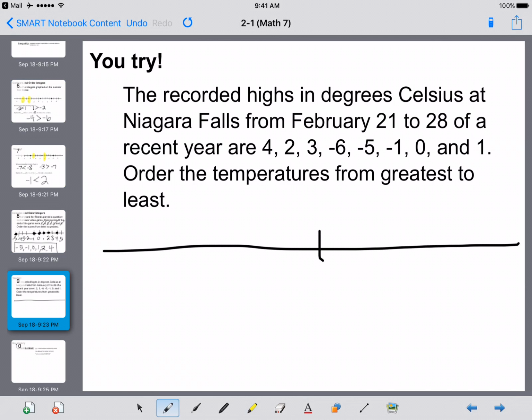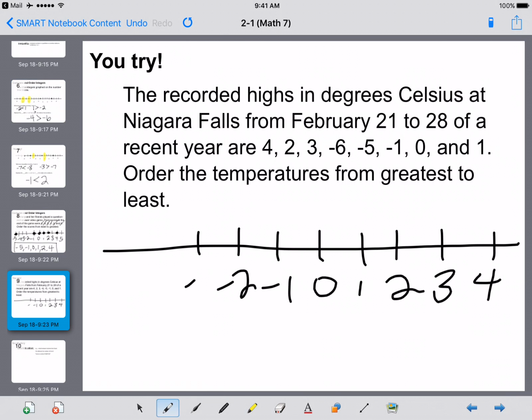So here I go again, here's my 0. I know I need to get at least up to 4 and go backwards to -6. 1, -2, -3, -4, -5, and -6. It's not the most beautiful number line you've ever seen, but it gets the job done. Now I'm going to graph my numbers.